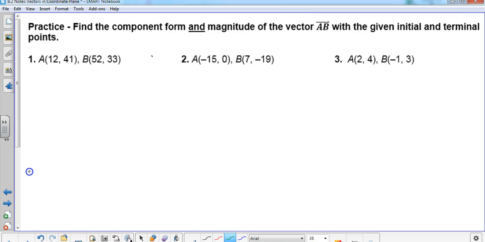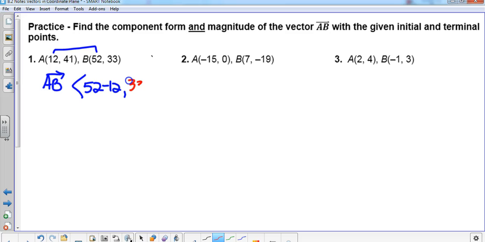So let's try a couple of these. If the vector goes from A to B, what are its components? You can do 52 minus 12 and 33 minus 41. Or you can just say to yourself, I went from 12 to 52, so I went up 40. But I went from 41 to 33, which is down 8.